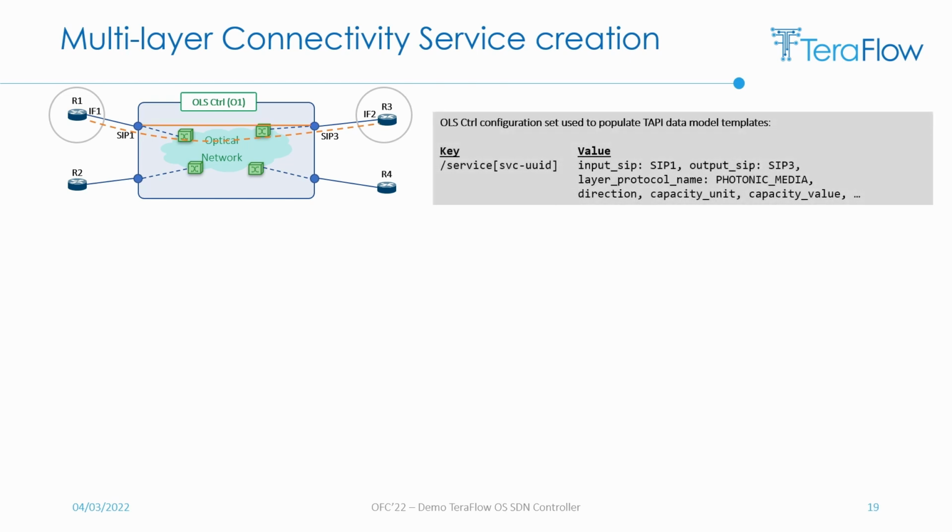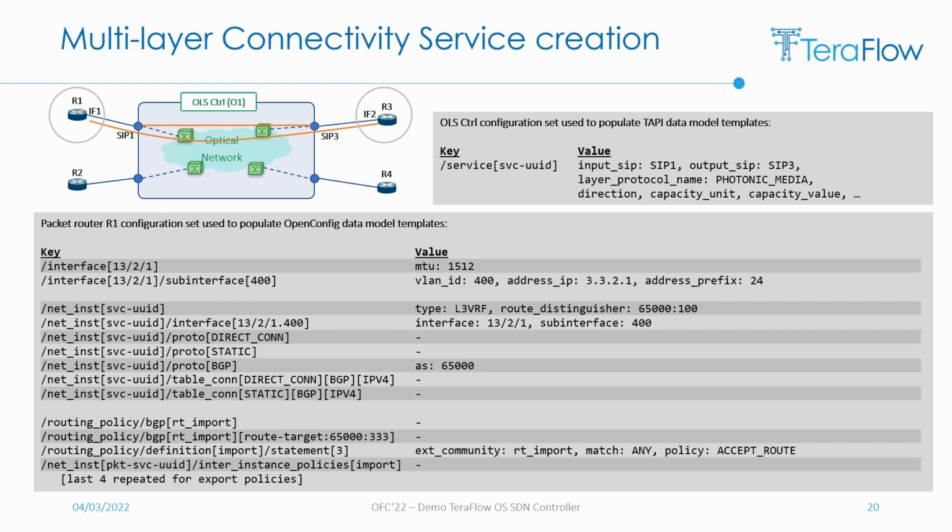In this case, the service component identifies that an optical connectivity service needs to be established over the optical layer to establish the connectivity between the routers. To establish the connection, the service component relies on TAPI for configuring the connectivity service. It populates a TAPI message with the values provided in the configuration set and sends the command to the OLS controller.